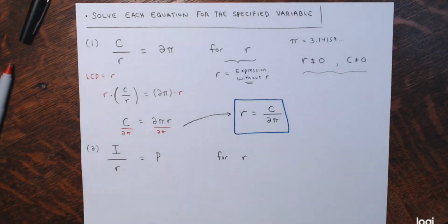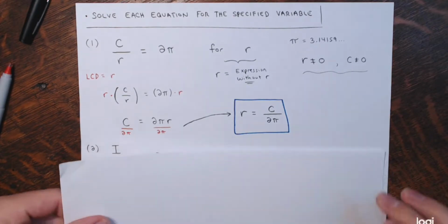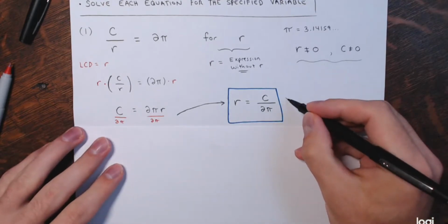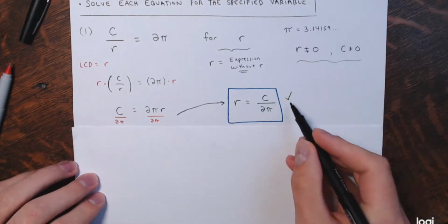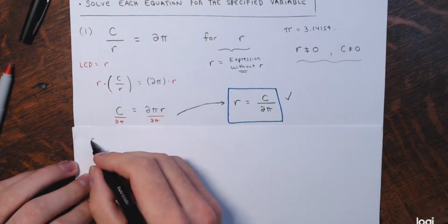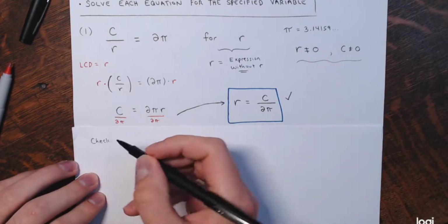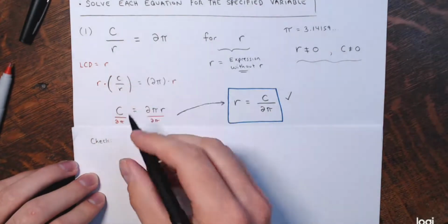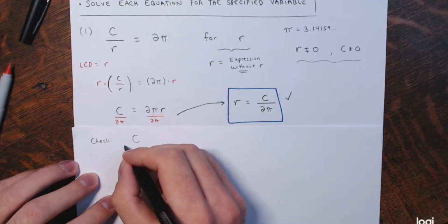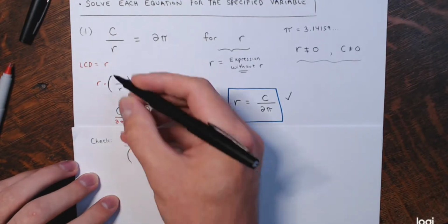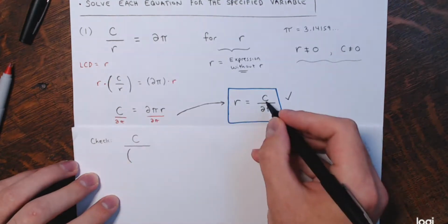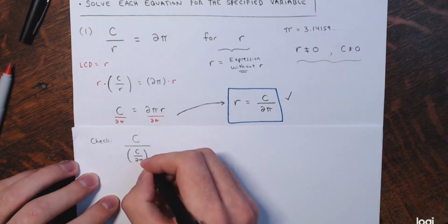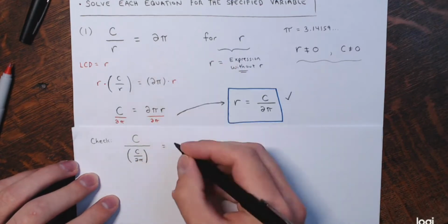So now the check. Don't forget to check your solutions. You should always be checking your solutions, and I'll put a little check mark next to that to remind you to check. I'll also write the word check here on the next page. So replace r with this c over 2 pi back in the original equation, and I'd have the following: c divided by, and then I'm replacing r in the denominator by this c over 2 pi, and see if that's actually equal to 2 pi.